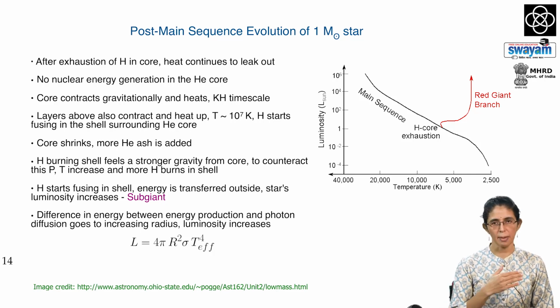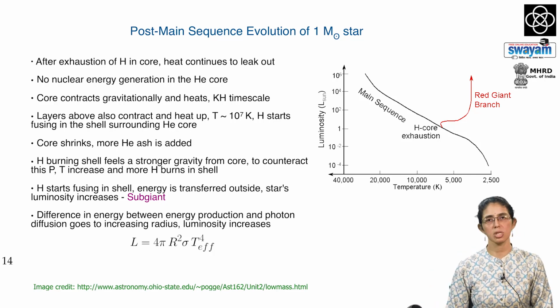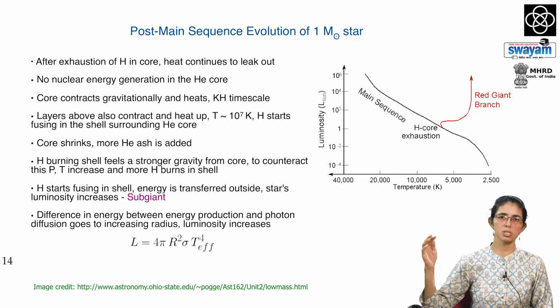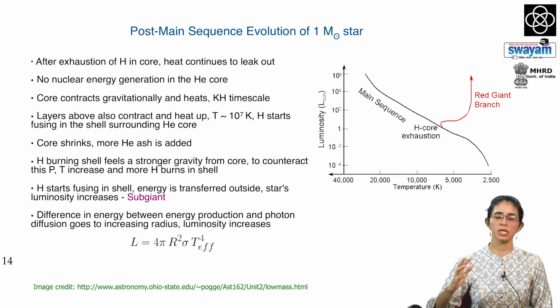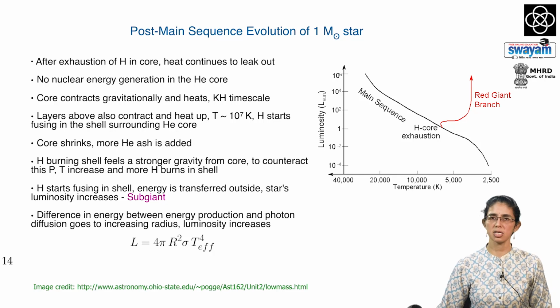Now, this is what is happening near the core, but how is this energy being transferred to the surface? Because observational effects will be visible only on the surface. So, this has to do with the energy transfer process from the core to the surface. Initially, as more and more energy is being transferred outside, the star begins to expand. As it begins to expand, the surface temperature drops.